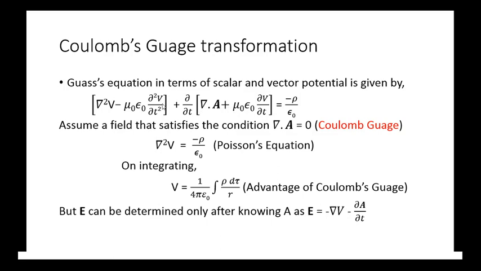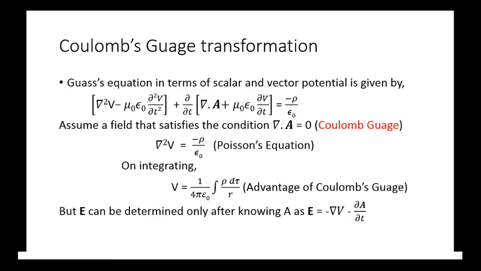So in order to solve this equation, we have to make this equation have only one unknown. For that, we substituted del dot A is equal to 0, and that condition is called Coulomb gauge. And we have got this equation as del square V is equal to minus rho by epsilon 0. So what happens? On integrating this equation, you will get V, that is the electric potential, isn't it? So that is the advantage of Coulomb gauge. On applying Coulomb gauge, this equation reduces to this equation, and on integrating this equation, you will be able to determine the scalar potential V.